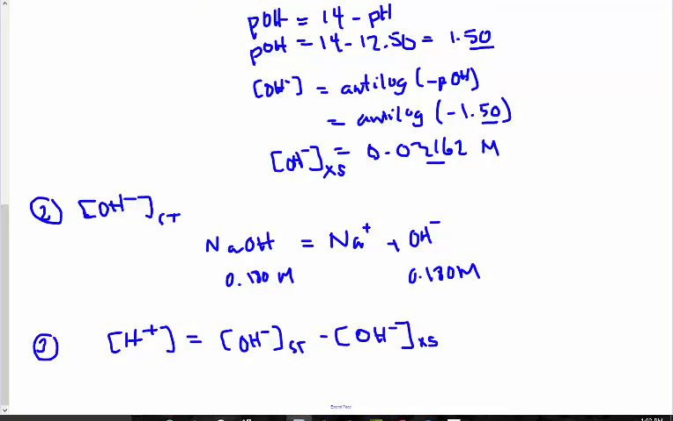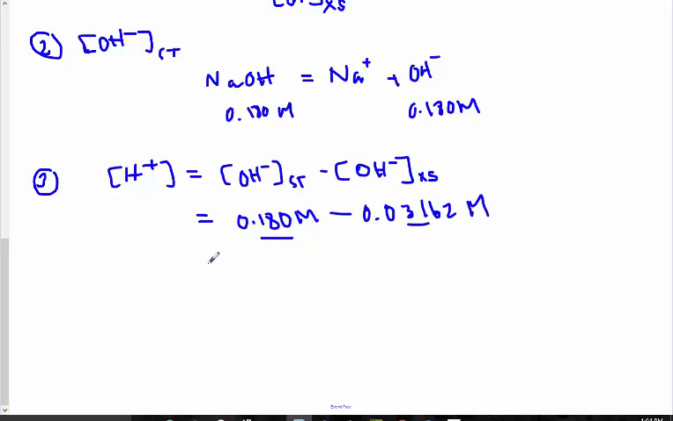So initially I had 0.18 moles per liter, and I'm going to subtract the excess, which was 0.03162 moles per liter, and I am going to underline my sig figs just so that I can keep track of them. I've got 3 sig figs in the first value, only 2 allowed in the second value, and so I just want to make sure that I use my addition subtraction rule, and I should be allowed to go to a total of 3 decimal places in my answer.